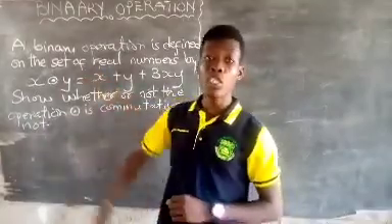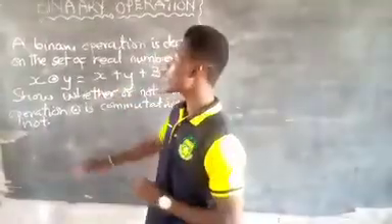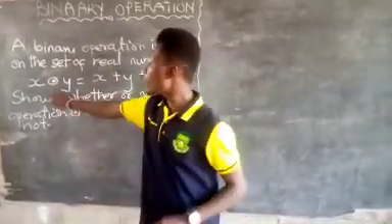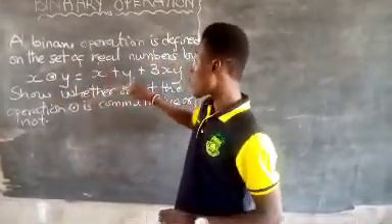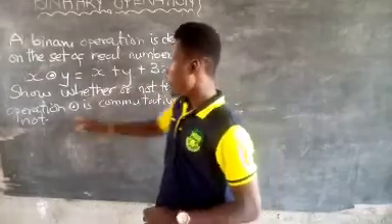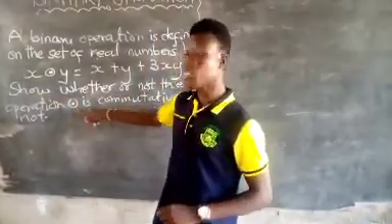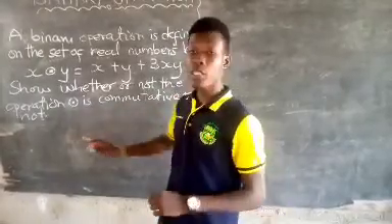We have a question which is on the board which says that a binary operation is defined on the set of real numbers by x operation y is equal to x plus y plus 3xy. Then we are asked to show whether or not the operation is commutative.